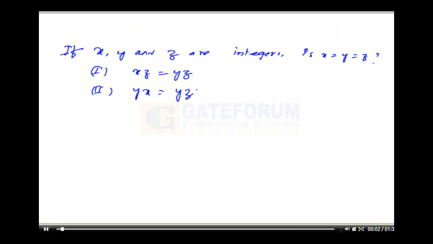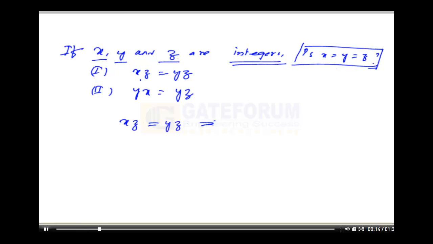X, Y and Z are integers. Now we have to check whether X, Y and Z are equal or not. Now look into statement 1. XZ equals YZ. We can write it as XZ minus YZ equals 0, which is nothing but Z into X minus Y equals 0.